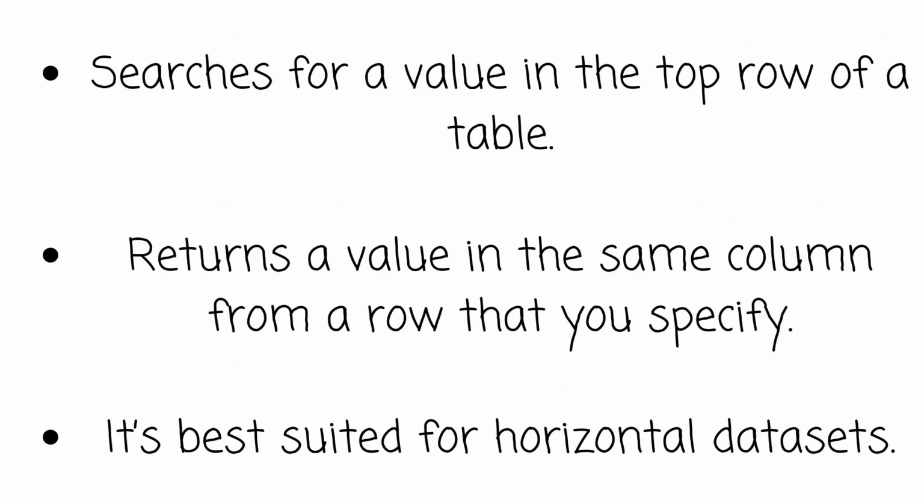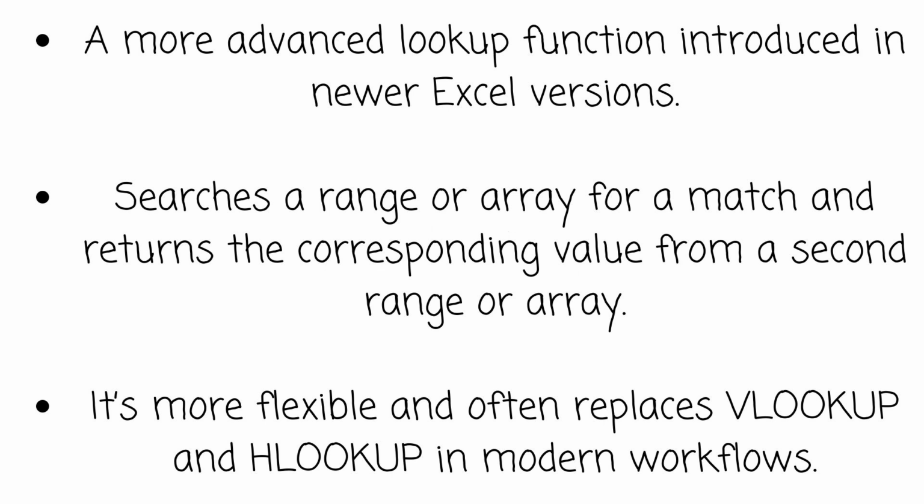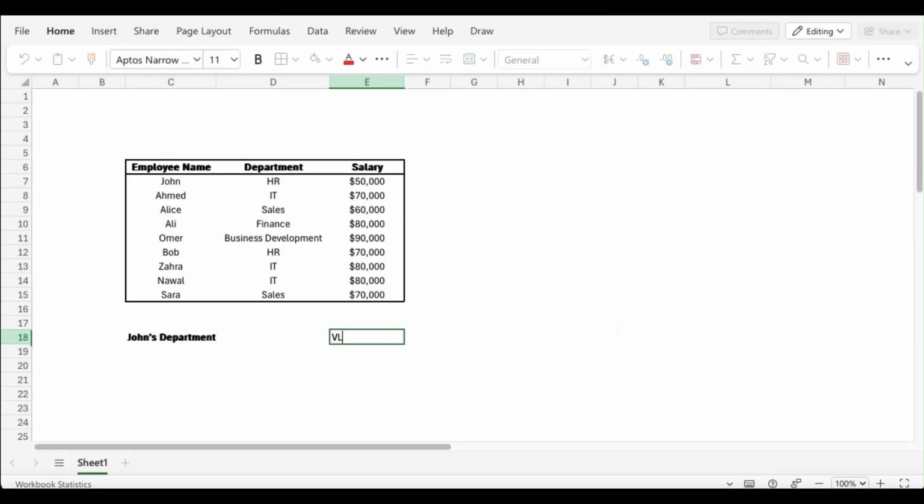Second, HLOOKUP, horizontal lookup. It searches for a value in the top row of a table. It returns a value in the same column from a row that you specify. It is best suited for horizontal datasets. Third, XLOOKUP. It's a more advanced lookup function introduced in newer Excel versions. It searches a range or array for a match and returns the corresponding value from a second range or array. It is more flexible and often replaces VLOOKUP and HLOOKUP in modern workflows. Let's break down each one of them.